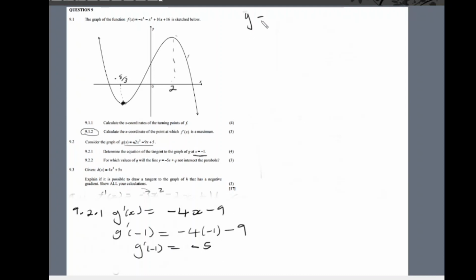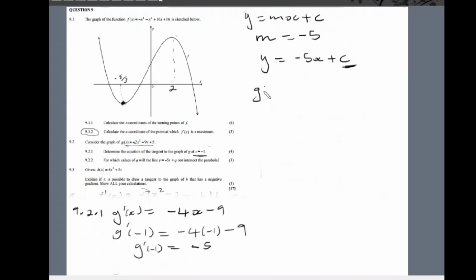So I'll have y equals mx plus c as the equation of my tangent, because it is a straight line, right? So m is the gradient, which is the minus 5 we just calculated. So now my equation will become y equals minus 5x plus c, right? Now I need to calculate the value of c. In order to do that, I will use the same point, x equals minus 1, and see what the value of y is in that function, right?